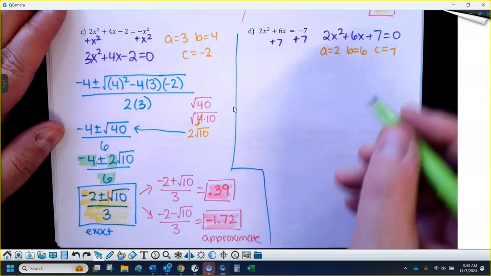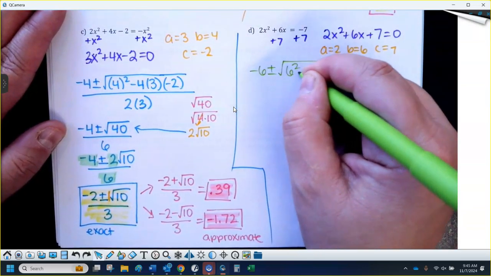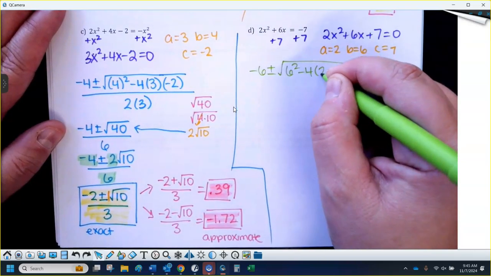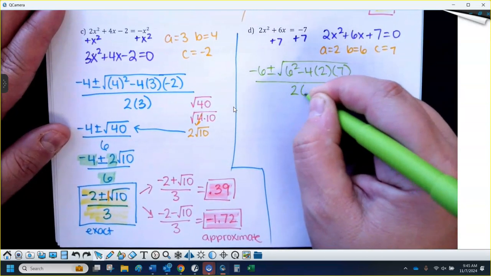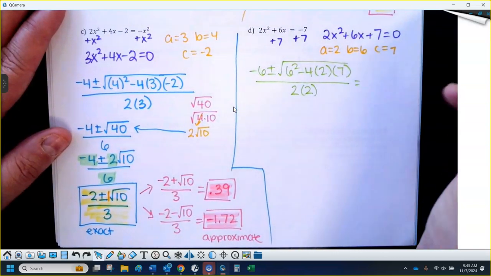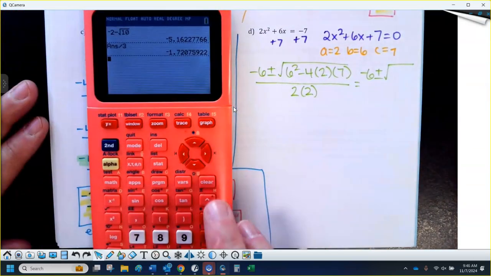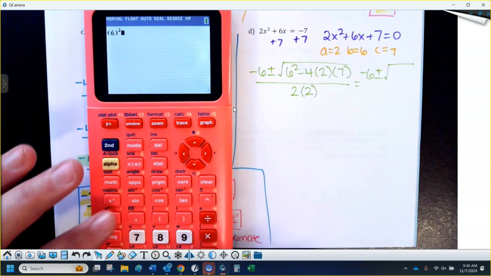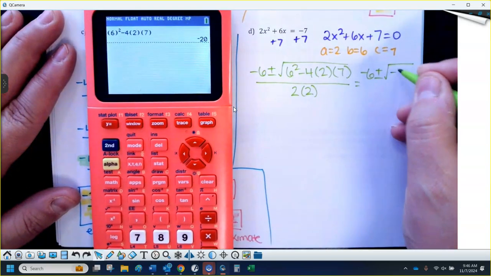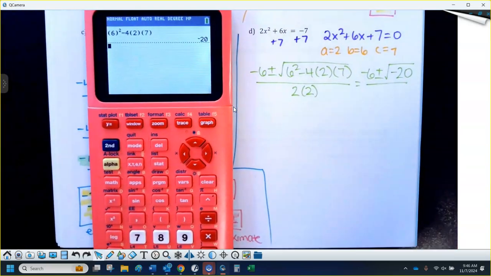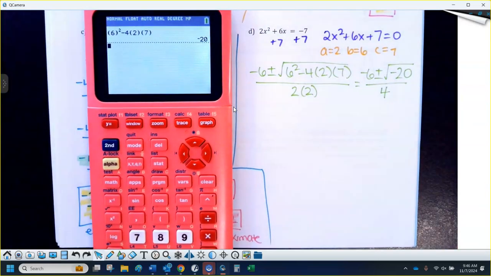All right, let's do opposite of B. Negative 6 plus or minus square root 6 squared minus 4 times A value is 2 here, C value is 7. Everybody over 2A, which is 2 times 2. So I'm going to get negative 6 plus or minus. Let's see what we got under the square root. So I'm going to square the 6 minus 4 times 2 times 7. Negative 20. And on the bottom, I usually just do this by hand, but you can do it in your calculator too. The bottom of that fraction, 2 times 2 should be 4.